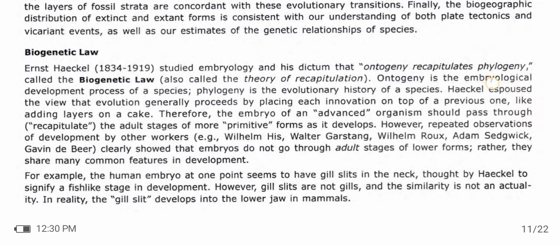Then, the biogenetic law. Ernst Haeckel studied embryology, and his dictum, ontogeny recapitulates phylogeny, called the biogenetic law, is also called the theory of recapitulation.